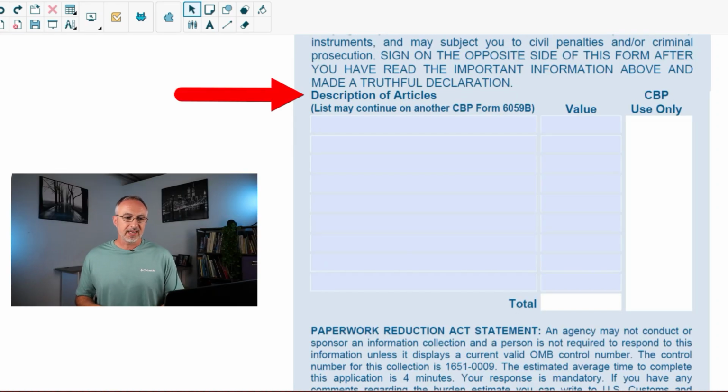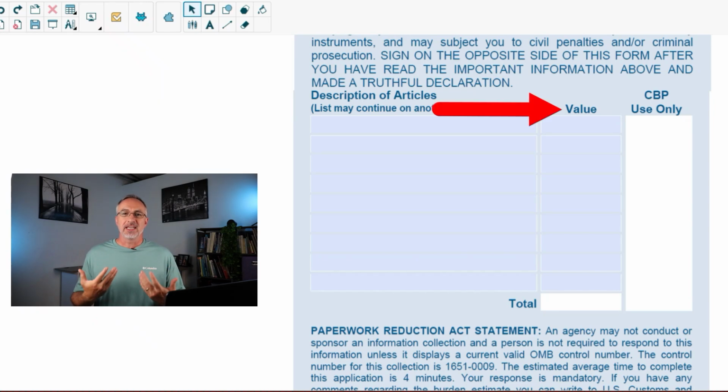Okay, so here it says the description of the articles. So for example, if you bought a nice watch, a Rolex or something, as a gift for a friend in the United States or a family member in the United States, you're going to write that down, right? Rolex, gold Rolex watch. You put down the value, right? How much is it worth? Remember, they want to know the retail value. How much can you buy it for?